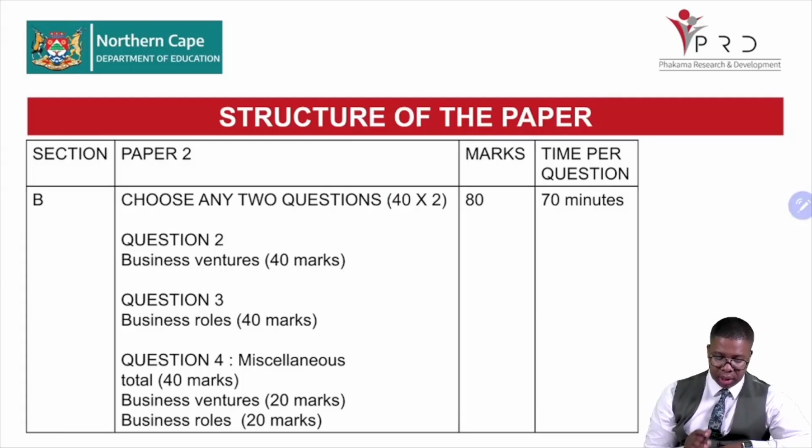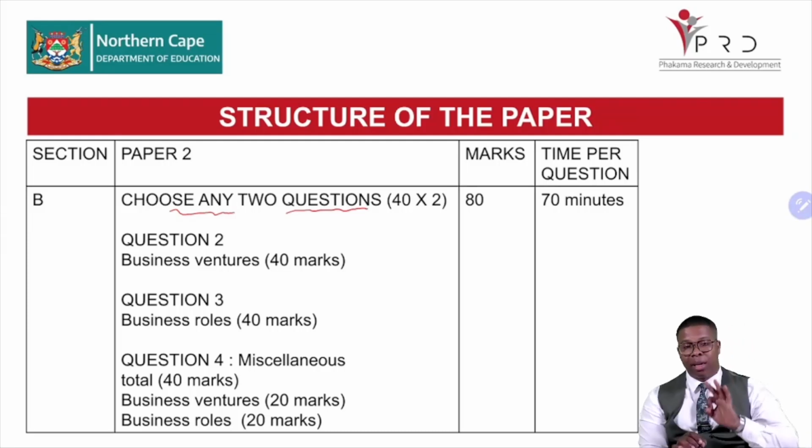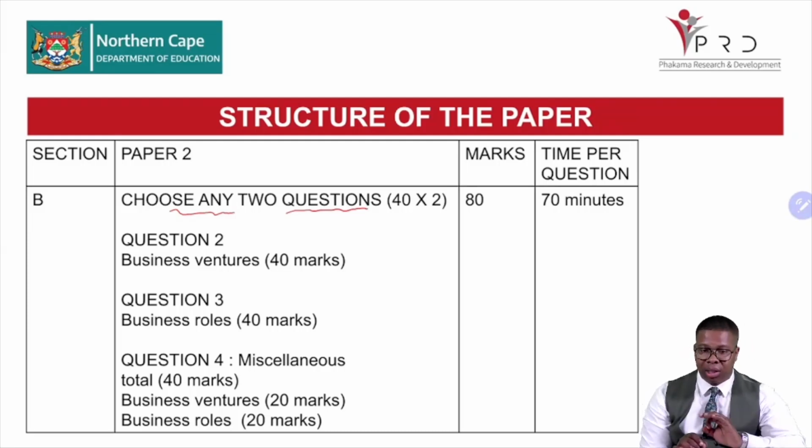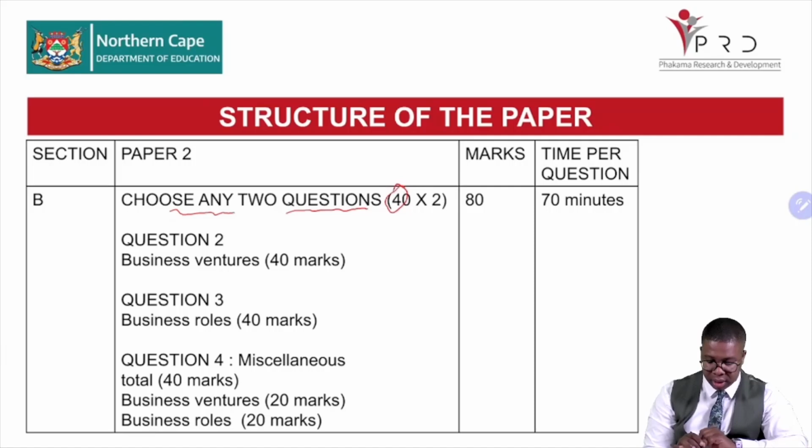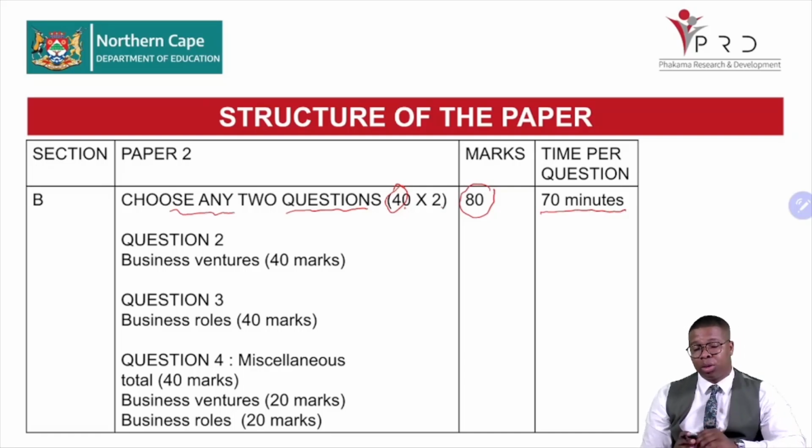Then we have section B. In section B, there's an important instruction at the beginning, which says to choose any 2 questions. You have 3 questions here, and each question is allocated 40 marks, and you are expected to choose only 2. So 40 times 2 means you are allocated 80 marks for section B, and the time to spend there is 70 minutes, making each question 35 minutes.